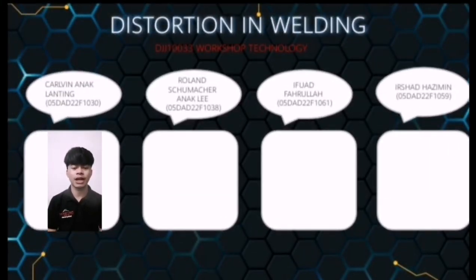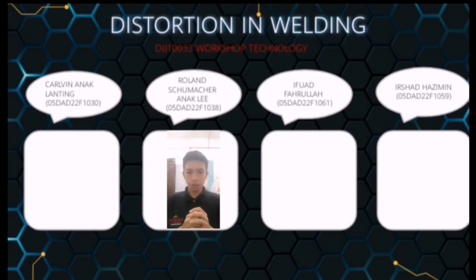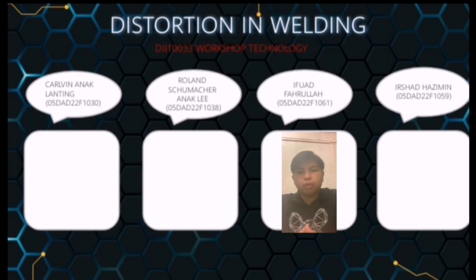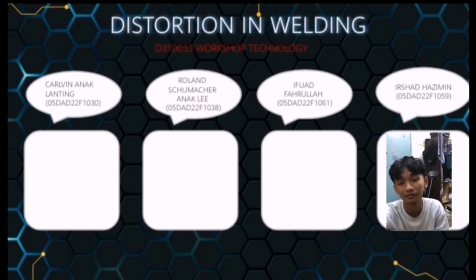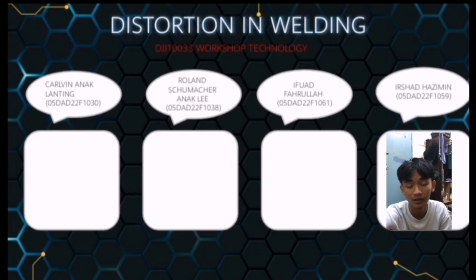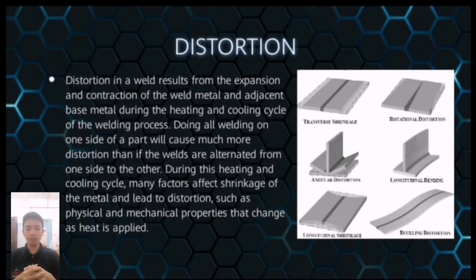Hello, my name is Karvin Analanting. My matrix number is 05 DAD 22F1030. My name is Roland Shoemaker Anali. My matrix number is 05 DAD 22F103F. My name is Ifwad Farullah bin Naim. My matrix number is 05DAD 22F1042. Zimin, and my matrix number is 05 DAD 22F1059. And now I go to the first slide.